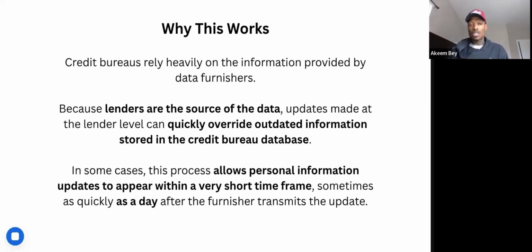And why this works is because credit bureaus, again, rely heavily on the information from the data furnishers, and lenders are the source of that data, right? So the updates made with them on their level can quickly override outdated information stored by the credit bureaus. In some cases, this process allows your personal information updates to appear within a very short time frame, sometimes as quickly as a day after the furnisher transmits the update.